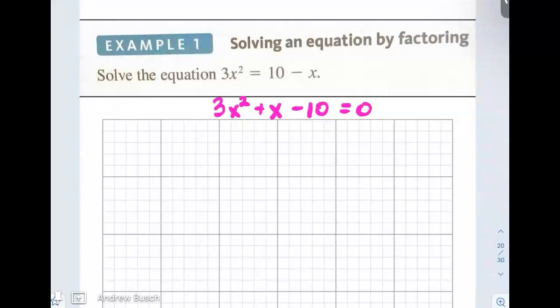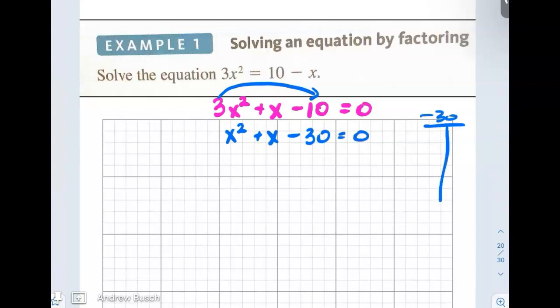product property. Two factors multiplied together, if they equal 0, one or both of them has to equal 0 in order to make 0. So you can use whatever factoring method you prefer. I'm going to use the borrow and payback method, which means we're going to borrow the 3. And then I'm going to look for factors of 30 that will add up to 1 in the middle. So we're looking at our possible factors of 30.